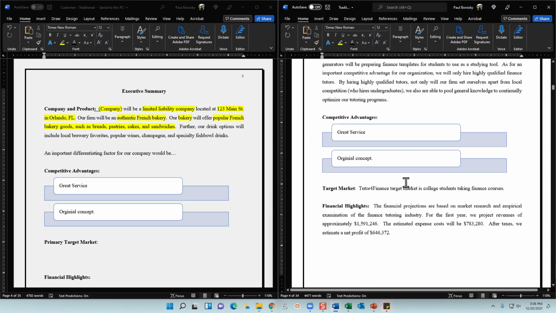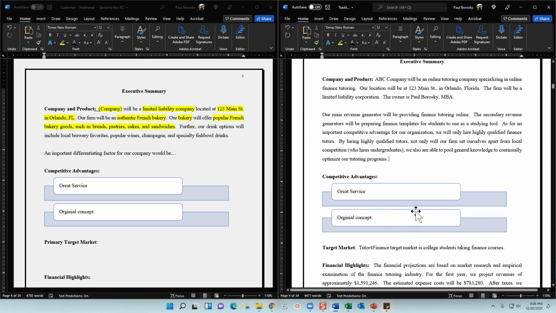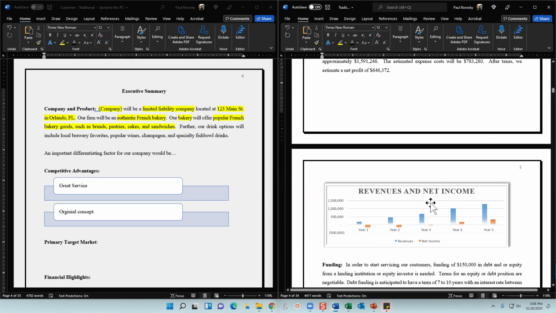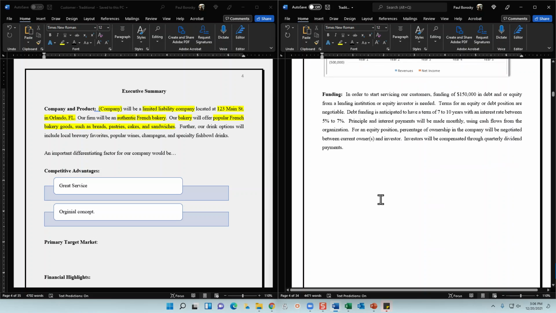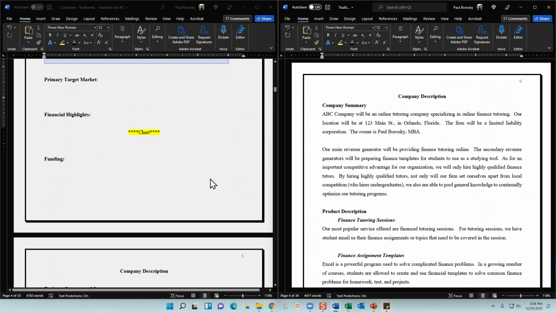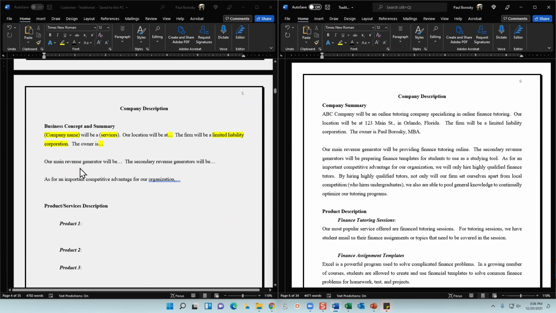Also, you get charts and graphs with the traditional business plan. You're going to have your chart for your competitive advantages, and then we're going to have our chart right here for the revenues and net income for comparison purposes. Next section is going to be the company description. It starts right here, and this is how it's going to end.